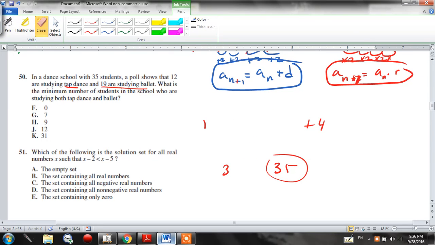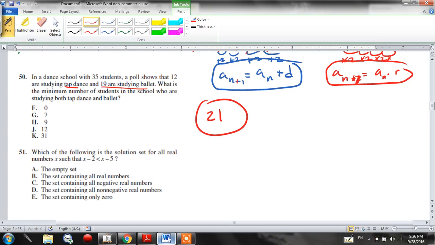But for the sake of argument, let's say there were 21 students studying tap dance, and there were 20 students studying ballet. Now this total is 41, right? That's only going to work if there are 6 students that are doing both, because that's 35 total students. But this question is easier than that, because 19 plus 12 is less than 35, so there has to be no overlap. 19 students could be doing this and 12 could be doing that.